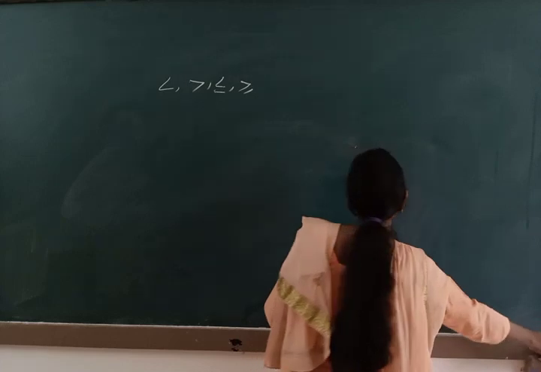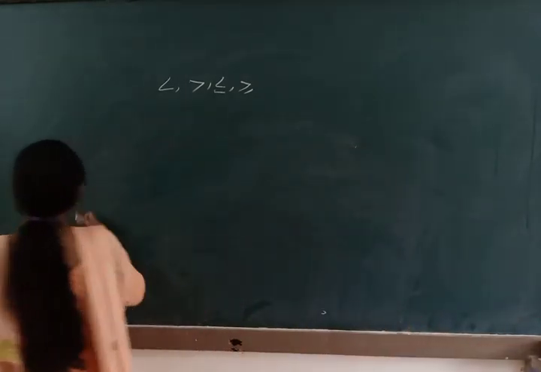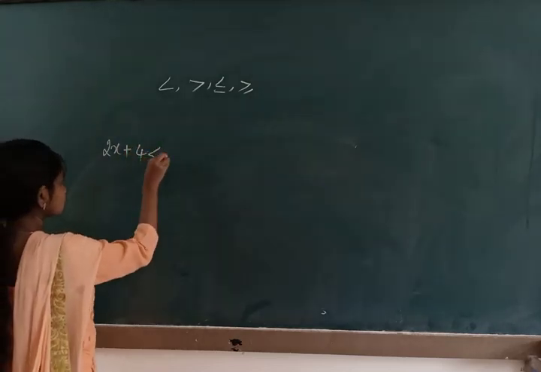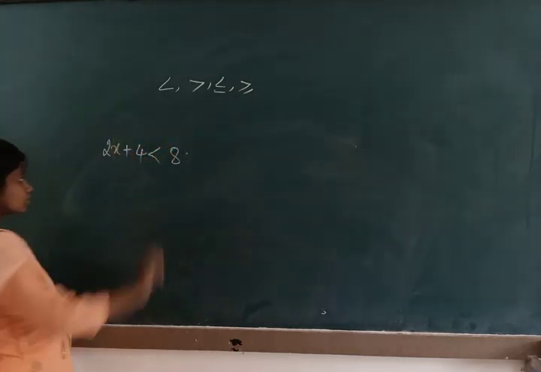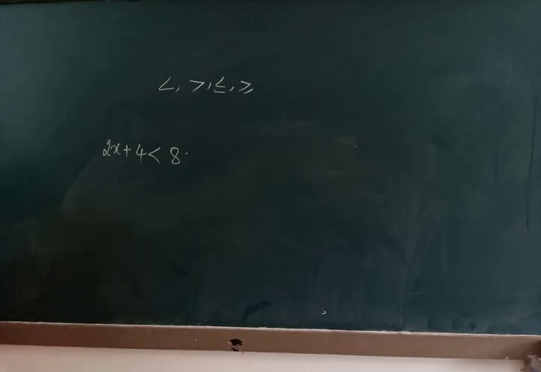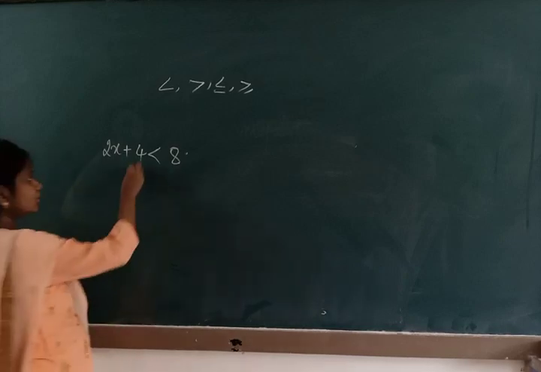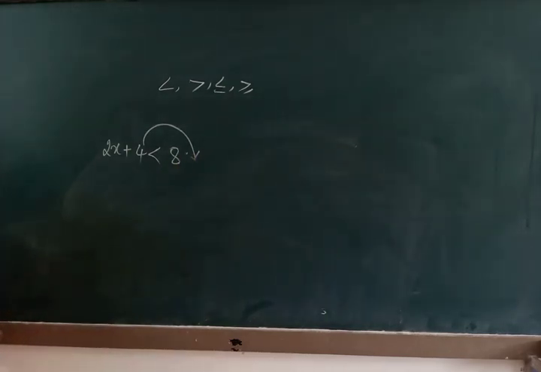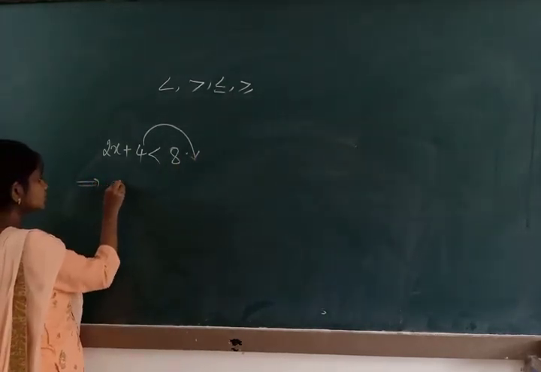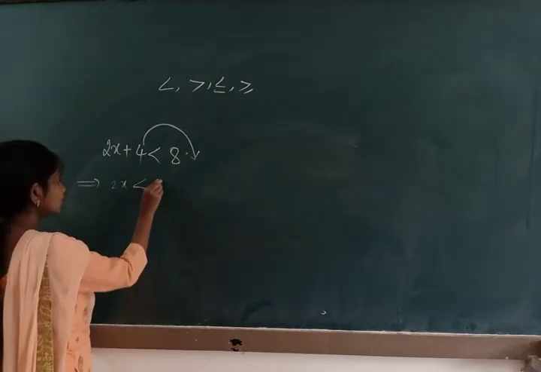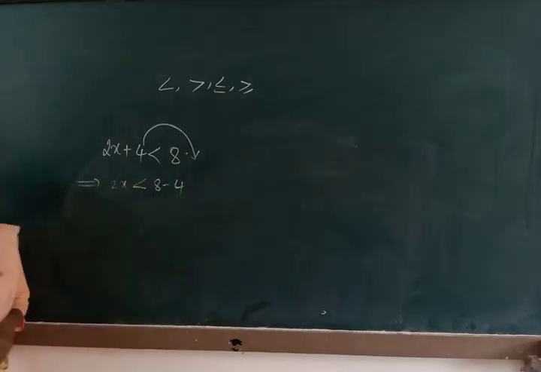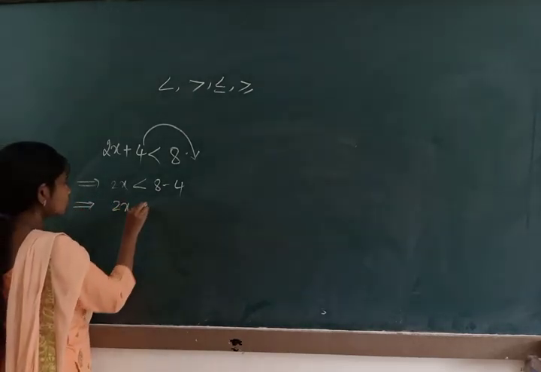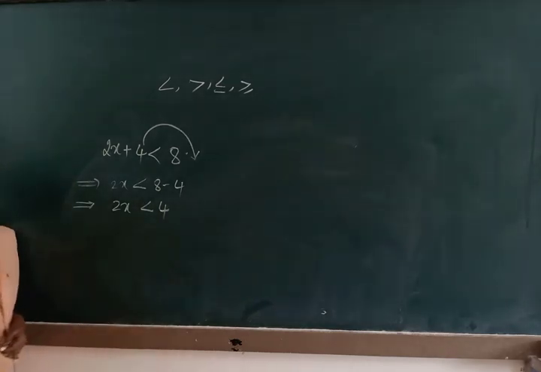If the question is like this, then how to solve this problem? Again, you just transfer the 4 to this side. Then what are you going to get? 2x lesser than 8 minus 4. On further simplification, 2x lesser than 4.